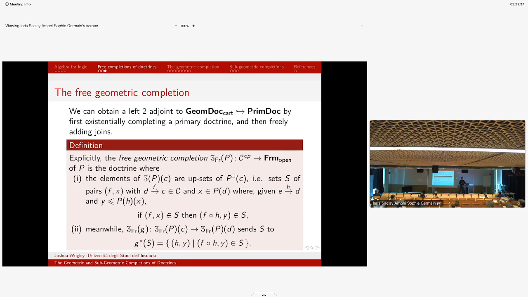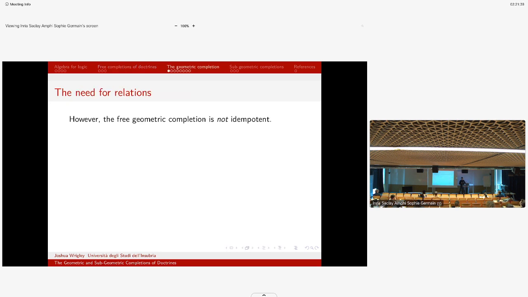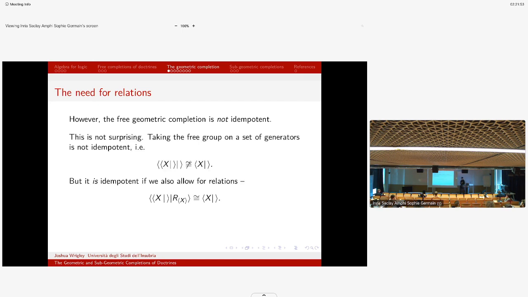However, this completion is not idempotent. The existential completion isn't idempotent, and this free geometric completion is not idempotent. And in a way, that's not surprising at all, is it? Because we're freely adding the data. If we thought about the free group generated on a set of letters, then obviously this isn't idempotent.